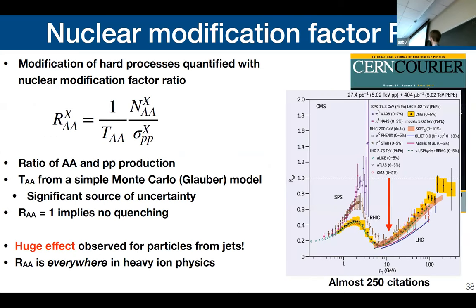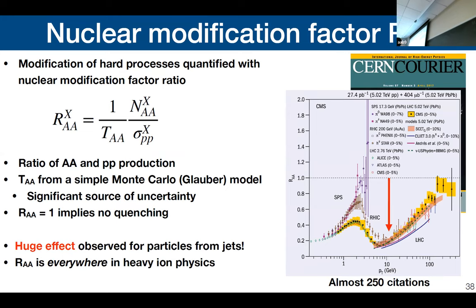So that brings me to the so-called nuclear modification factor, or RAA. Essentially, what people try to do with this observable is to compare spectra in lead-lead collisions with proton-proton collisions. So it's just a ratio here. On the numerator, you have the number of things produced in a lead-lead collision, and the denominator is the cross-section of that in a proton-proton collision. And then there's this TAA factor, which is essentially just a scaling normalization factor, okay?